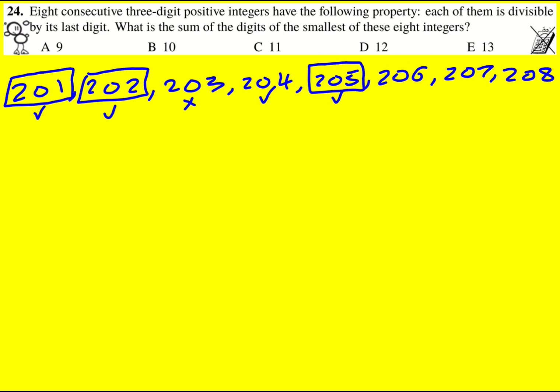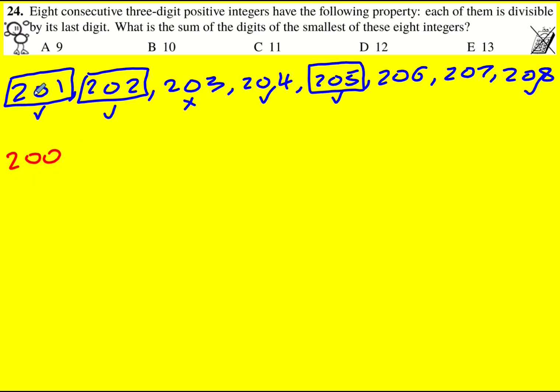206 doesn't work here because the digit sum is 8. I could check divisibility of 7, but I'm not going to do that here because I've already failed some other ones. And 208 in this case is divisible by 8, but a number that ends in 8 won't necessarily be. Now, one thing to note is that we're not going to have a number that ends in 0 because we can't divide by 0.